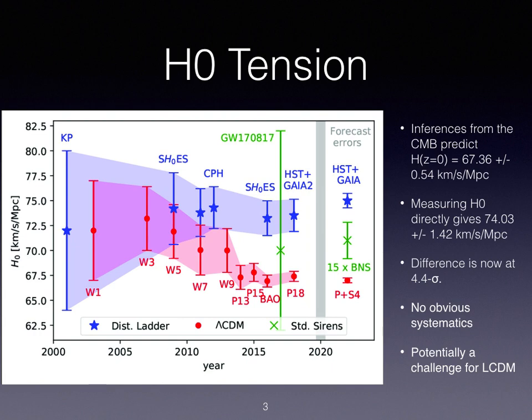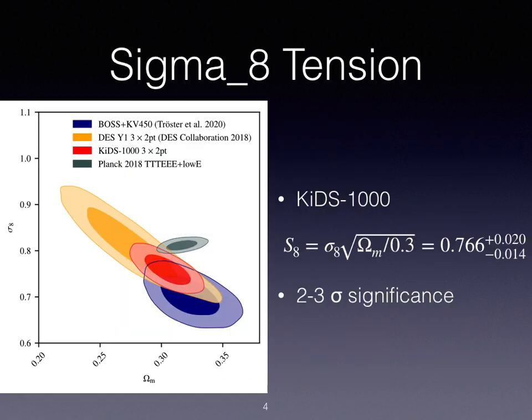also display some tension. There are a number of other tensions involving the growth of structure and other LCDM parameters, such as the curvature or matter density, for example, from the recent KiDS-1000 datasets. Taken together with the H0 tension, these may point towards a discrepancy between high and low redshift physics.